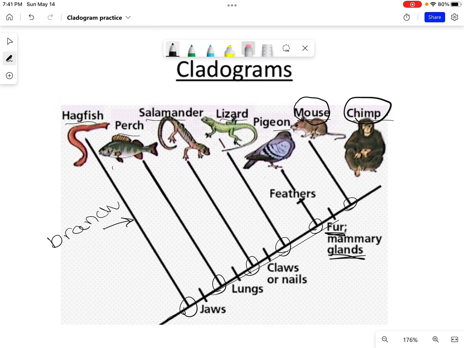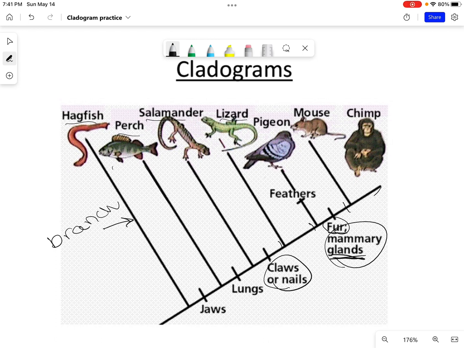The other important thing that we can get from these cladograms, and it's how we make these cladograms, is looking at our shared traits. So just like we said, our mouse and our chimp share the traits of fur and mammary glands. Well, so too do our lizards, our pigeons, our mice, and our chimps share having claws or nails. And then all 4 of those, plus our salamander, share the trait of lungs. And so on as you go all the way down to our last trait, in which our perch, salamander, lizard, pigeon, mouse, and chimp all share jaws.